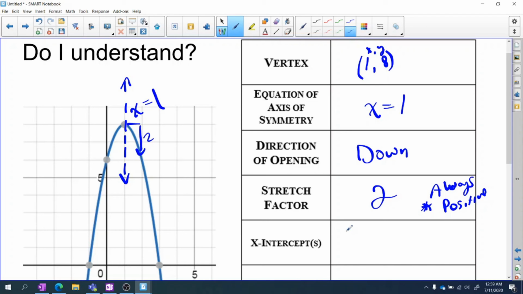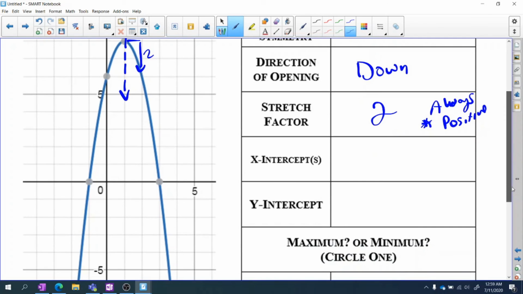The x-intercepts. Look at the graph. Again, as long as you know what that term means, the x-intercepts are these two spots here where it crosses the x-axis. So they would be -1, 0, and the other one would be at 3, 0. There's your two x-intercepts. Your y-intercept, right here, it's crossing at y equals 6. So that's the ordered pair. X is 0 now, and the y coordinate is 6.